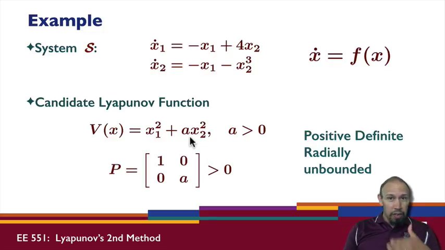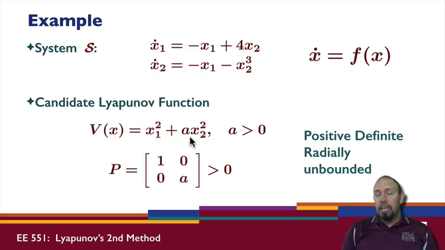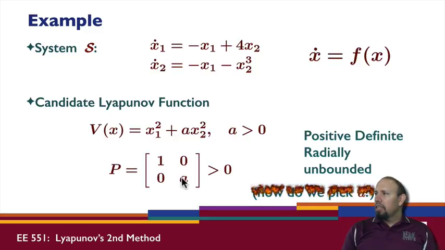So what I've shown you to this point are examples, but there are plenty of other examples that show where it doesn't work. Okay, so radially unbounded. All right, so this is a positive definite matrix and a radially unbounded function. Okay, so I just need to find out what a is. So I'm leaving it as a variable for now, and I want to come back later and find out what a must be in order for the system to be shown to be stable by proof of the Lyapunov function. Okay, so how do we pick a?